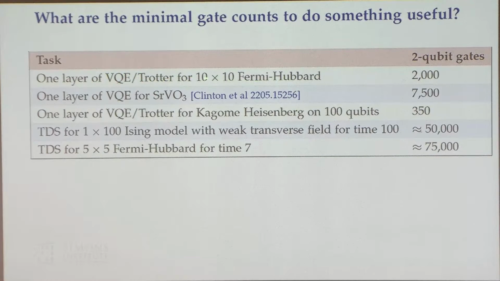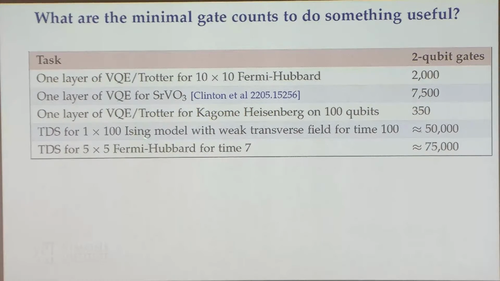This first one is looking at the famous Fermi-Hubbard model in condensed matter physics, and how many gates you need to implement one layer of a particular variational ansatz, which also corresponds quite closely to time dynamics simulation for this model of size 10 by 10. That is beyond the ability of classical exact diagonalization, although perhaps not beyond the ability of tensor network methods. Also something similar, but for a more realistic materials system called strontium vanadate. Similarly, looking at the Heisenberg model on a particular lattice, the Kagome lattice, on 100 qubits.